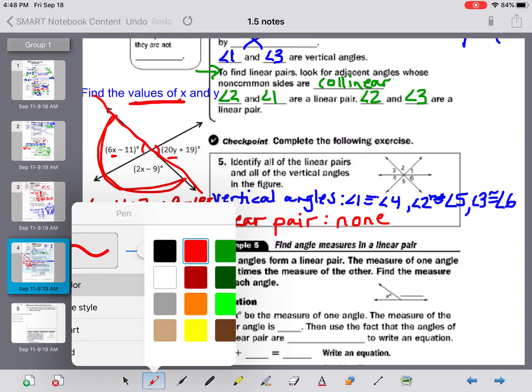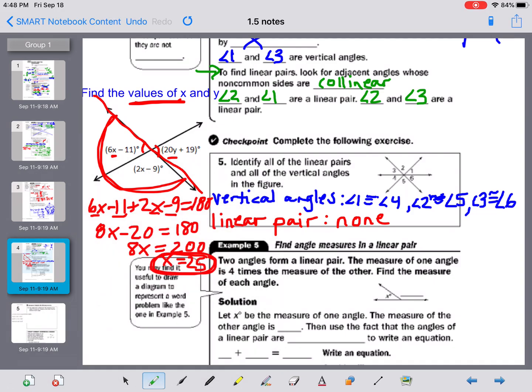Now it might be beneficial to go ahead and take my 25 and plug it back in. What's 6 times 25? That's like 6 quarters, right? $1.50 minus 11 would be like 139 degrees, right? What do we know about 139 degrees? Well, if this side's 139, its vertical angle over here should also be 139. So now I can say 139 equals 20y plus 19. Subtract 19.